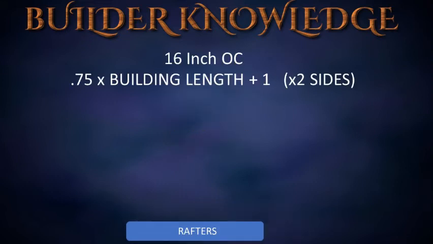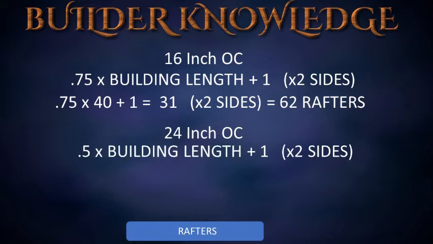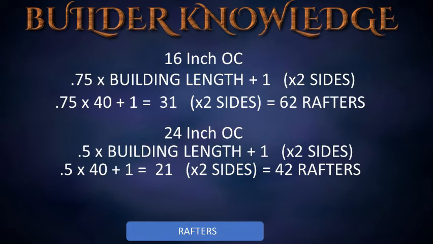For 16 inches on center, 0.75 times building length plus 1 times 2 sides. For example, a 40-foot building with 16-inch on center spacing, your math is 0.75 times 40 plus 1 is equal to 31, times 2 is equal to 62 rafters needed. For 24 inches on center, 0.5 times wall length plus 1 times 2 sides. For example, a 40-foot building with 24-inch on center spacing, your math is 0.5 times 40 plus 1 is equal to 21, times 2, equals 42 rafters needed.